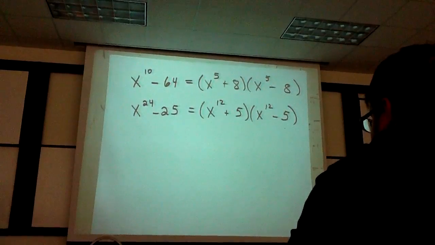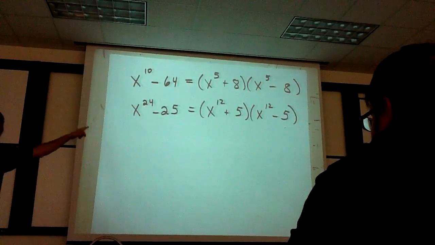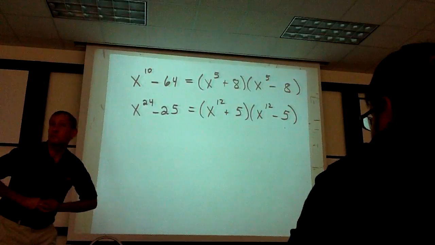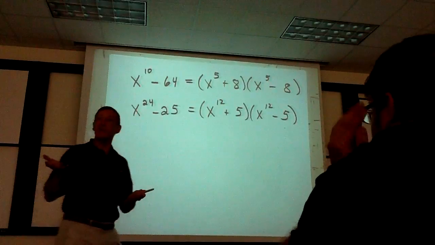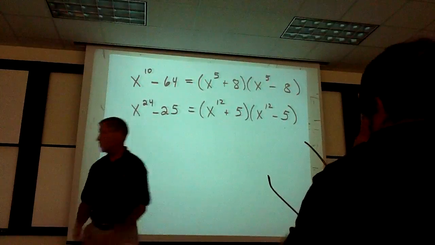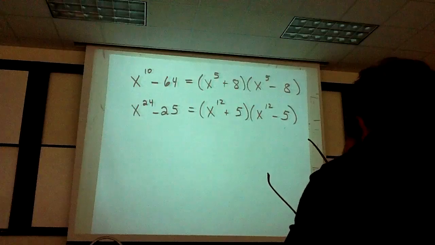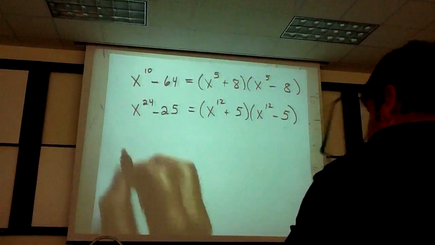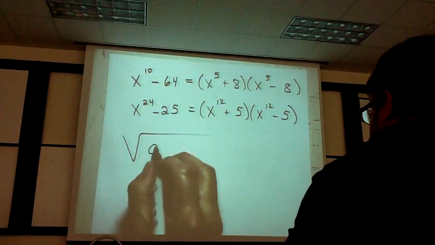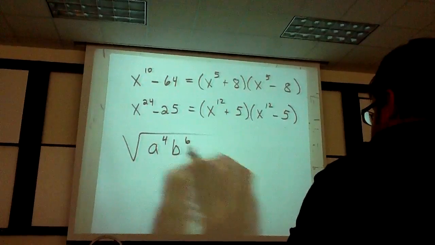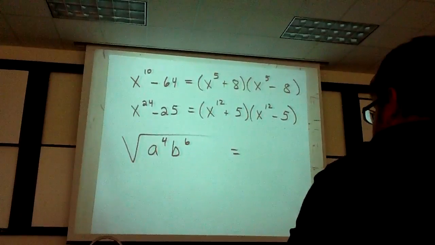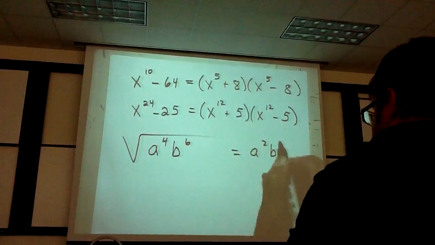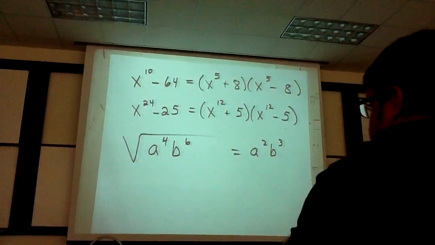So let's make a general observation here, ladies and gentlemen. What's going to have to be true of the exponents before they are perfect squares? Even. Divisible by 2. If they are even exponents, you've got yourself a perfect square. So what's the square root of a to the 4th, b to the 6th? Those are even exponents. What's the square root of that? A squared, b cubed. Okay? Just divide it by 2.